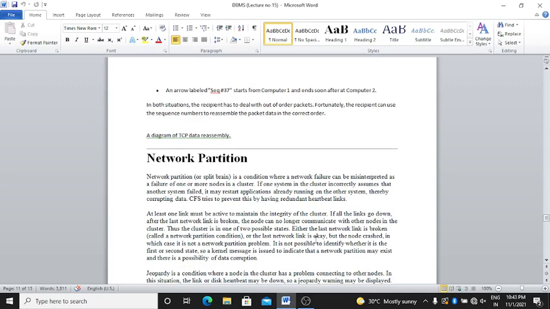In both situations, the recipient has to deal with out of order packets. Fortunately, the recipient can use the sequence number to reassemble the packets' data in the correct order.